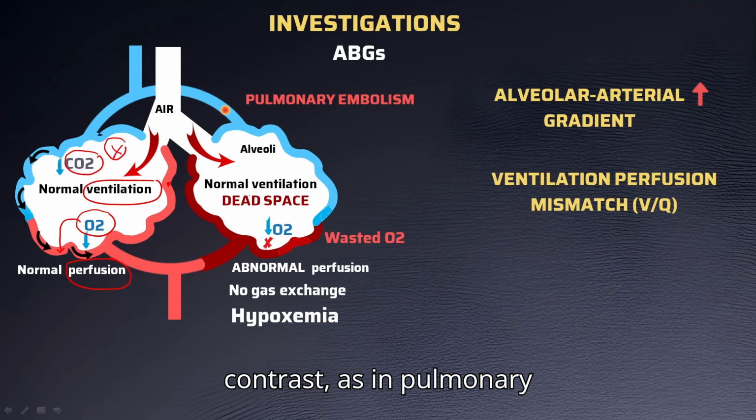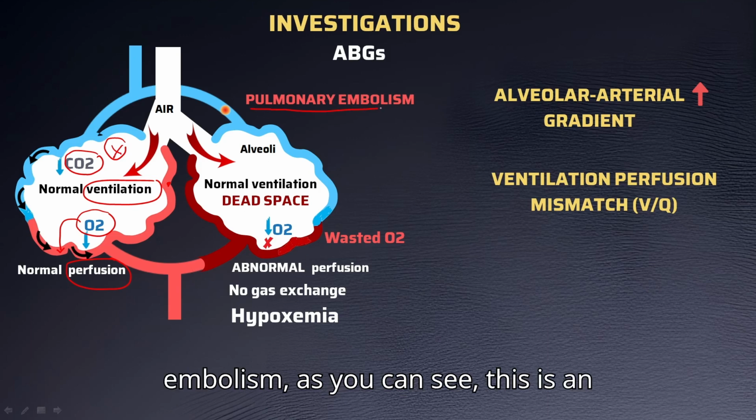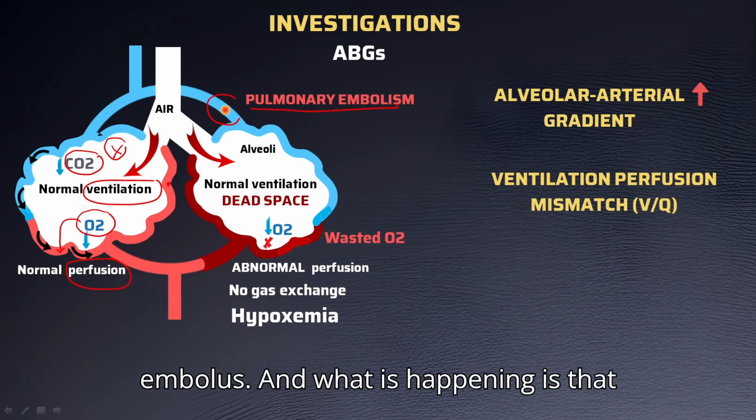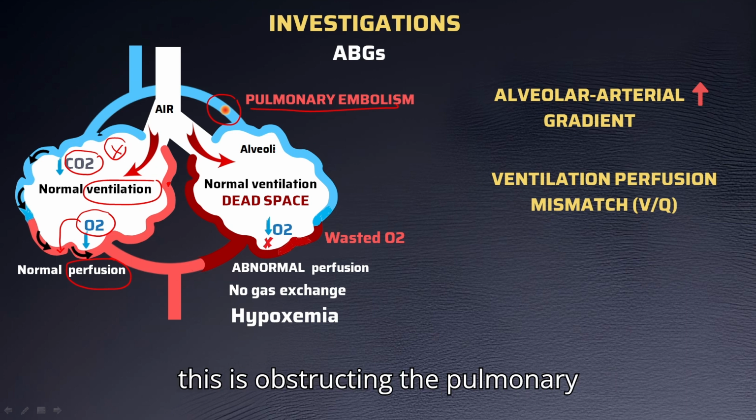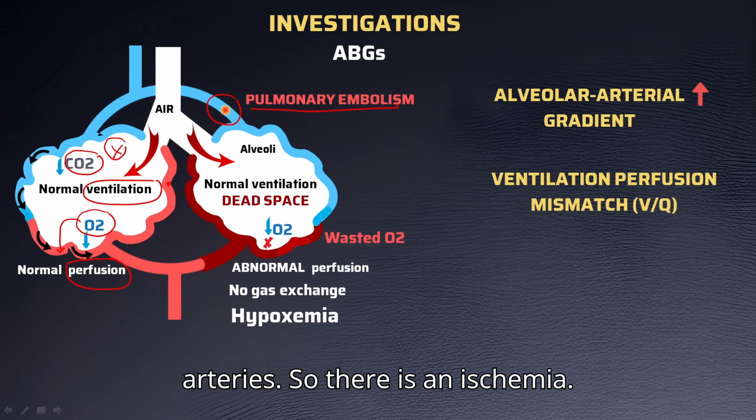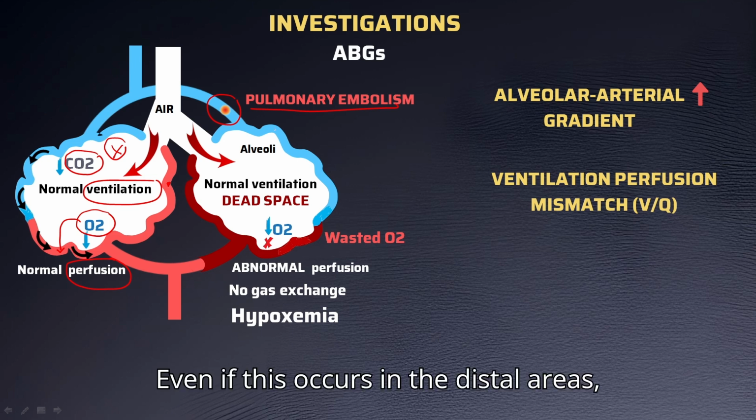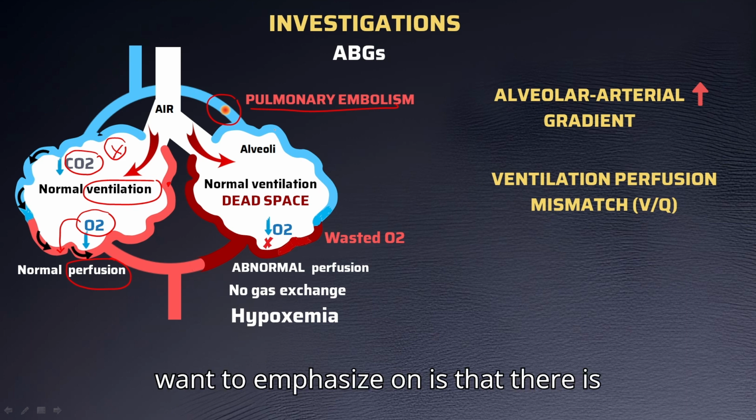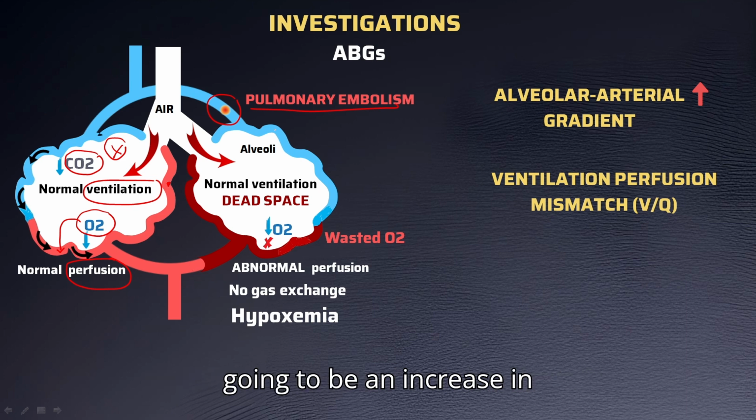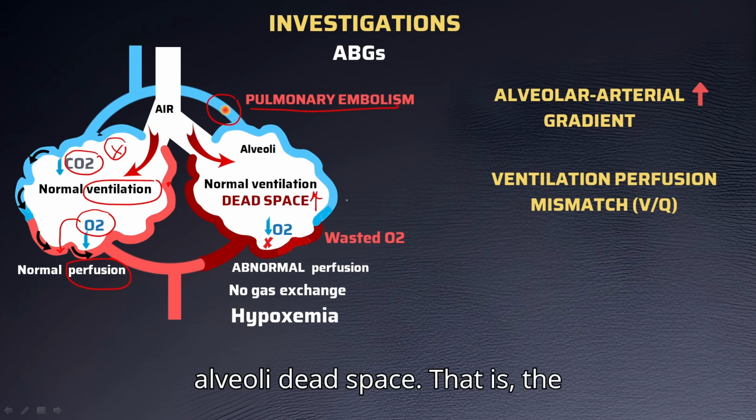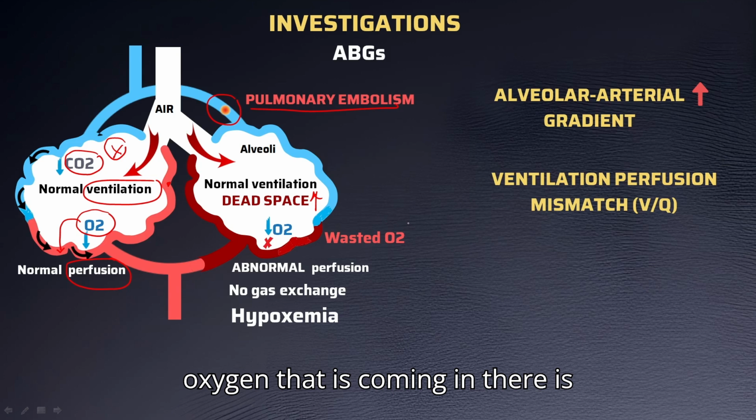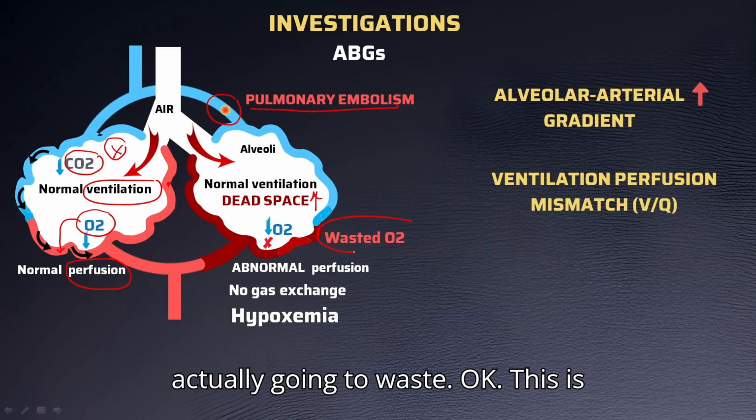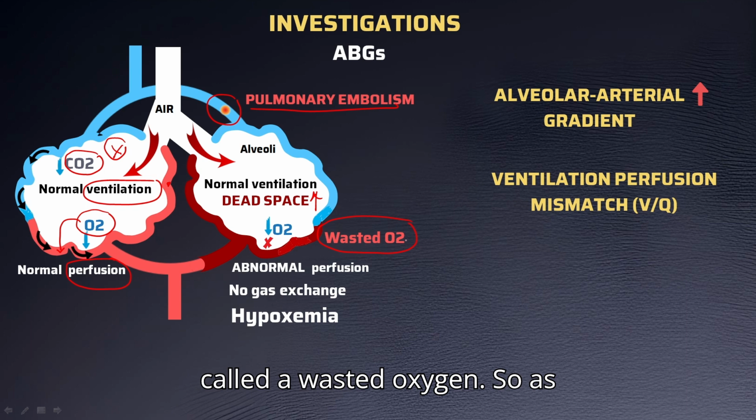But in contrast, as in pulmonary embolism, as you can see, this is an embolus. And what is happening is that this is obstructing the pulmonary arteries. So there is an ischemia. Even if this occurs in the distal areas, it can even lead to infarction. So what I want to emphasize is that there is going to be an increase in alveoli dead space. That is, the oxygen that is coming in there is actually going to waste. Okay, this is called wasted oxygen.